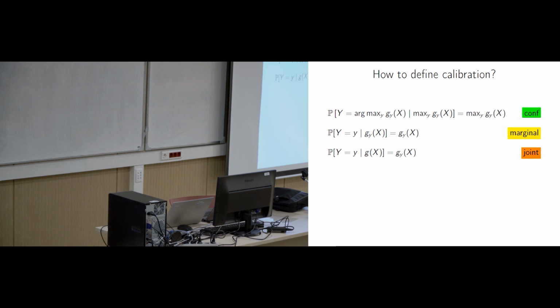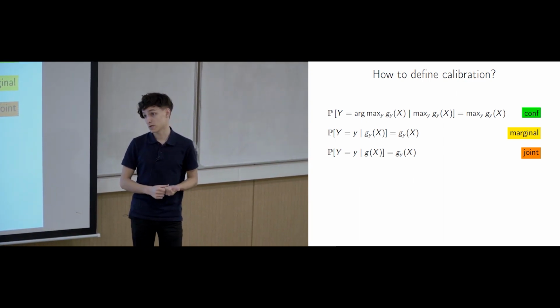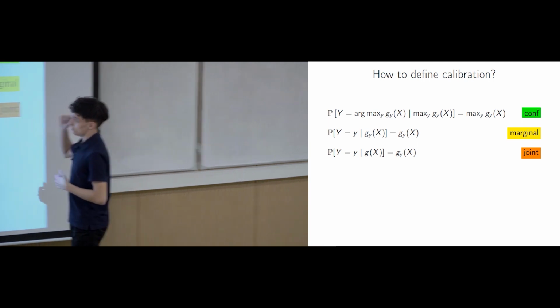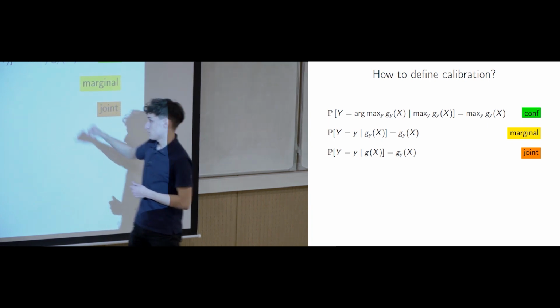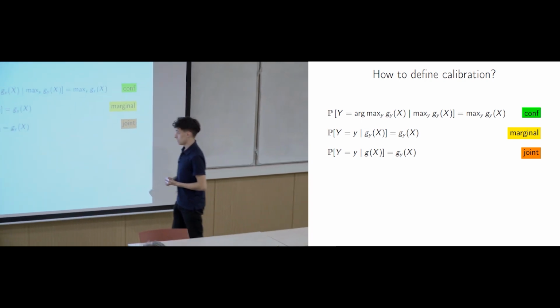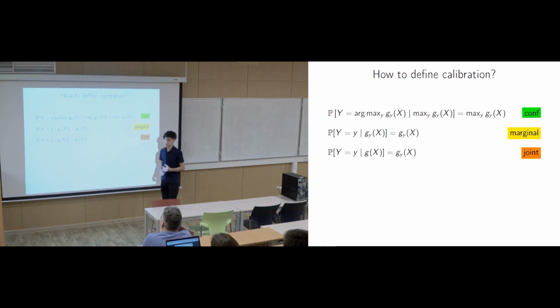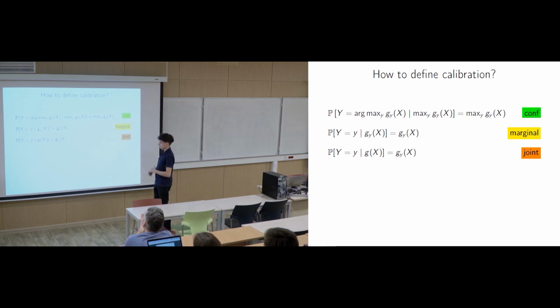The second definition is about calibration of all classes, and not just the class which you predicted as correct. So on the event that you predicted a certain class, the probability of that class will be equal to the predicted probability for that class. And finally, we can also define the joint calibration, which is basically on the event that you predicted the whole vector of probabilities, the actual probabilities of classes will be equal to the vector that you predicted.